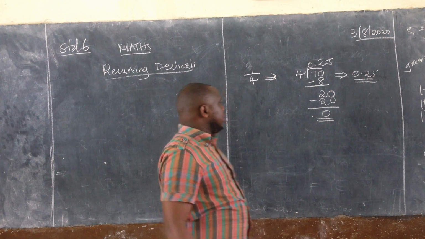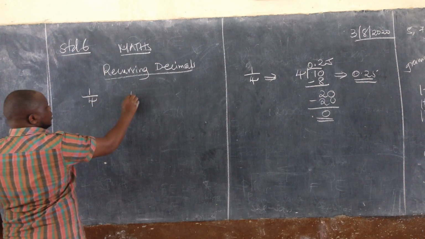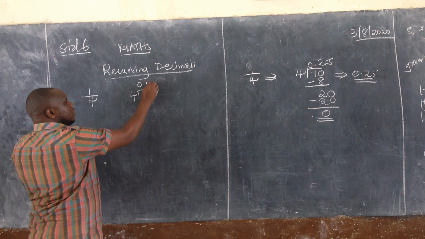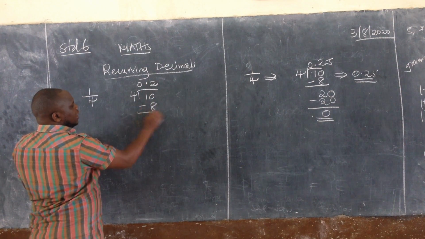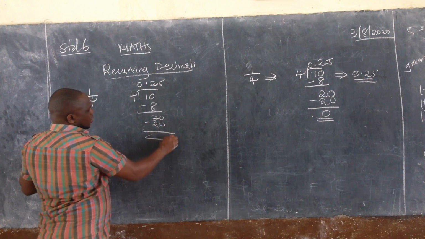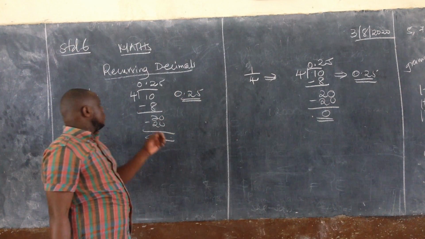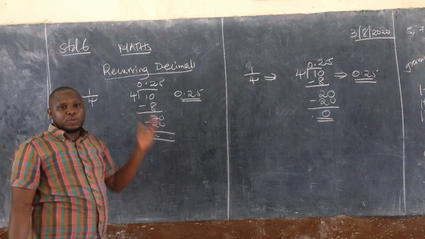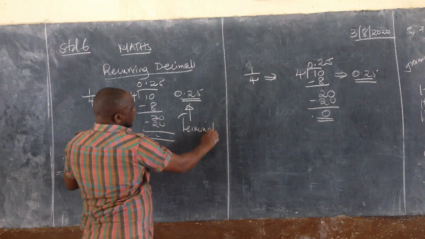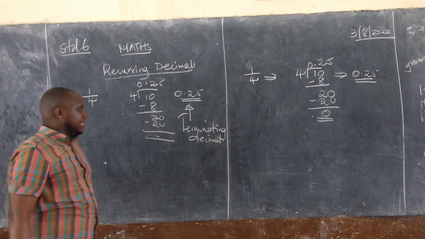Now, the kind of example I gave you here, like for example, convert a quarter to a decimal, say 4, and then inside we have 1. 0.0, 2 times, you get 8. You remain with 2, you add a 0. 5 times, you get 20. So what we mean here is that 0.25, you can see it has an end. A quarter can be divided to an end to give you 0.25. So this type of decimal, we call it a terminating decimal, meaning that it can come to an end.